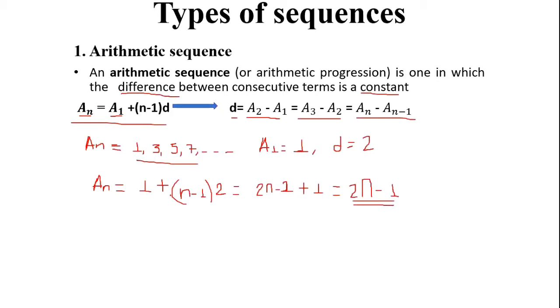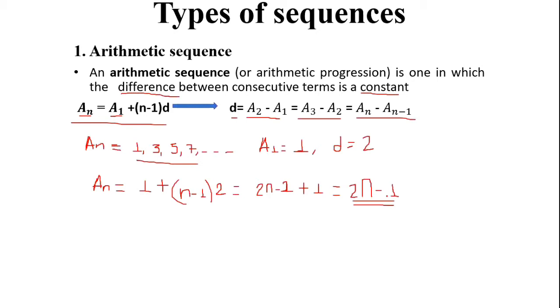So we can check that this is a general formula for the above sequence. We can just put 1 here, 2 times 1, that is 2 minus 1, so 1. You can also check for the rest. So in order to find the general term for any arithmetic sequence, first we have to find the first term and the difference D, just by subtracting two consecutive terms.